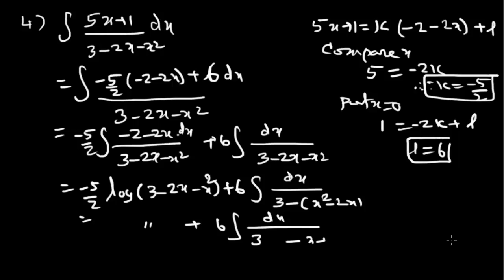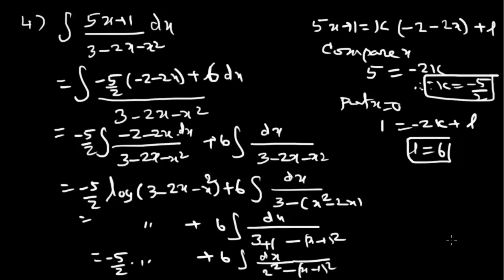This can be written as x minus 1 whole squared. Quotient of x is minus 2, half of that is minus 1, whole squared. Totally you have subtracted 1, so add 1 here. Now that gap is filled up like that. So next step is minus 5 by 2 into ditto, then plus 6 into integral dx by 2 squared minus x minus 1 whole squared.